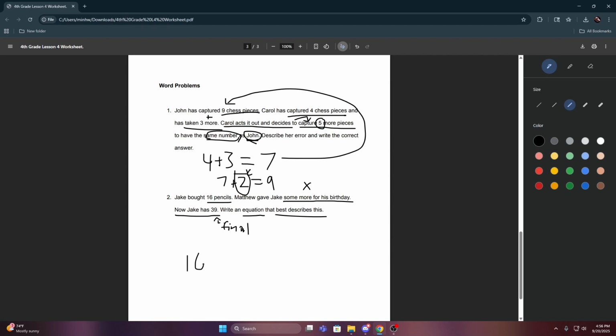Jake starts with 16. Matthew gave, implying addition, gave Jake some more, meaning x. So this means we're adding on to that original amount a number that we don't know. And then, after putting all that together, you end up with 39, or Jake ended up with 39 pencils. So this is the equation that best describes this. Notice how this question does not ask you to solve for x, but just wants you to write that equation that represents this scenario.